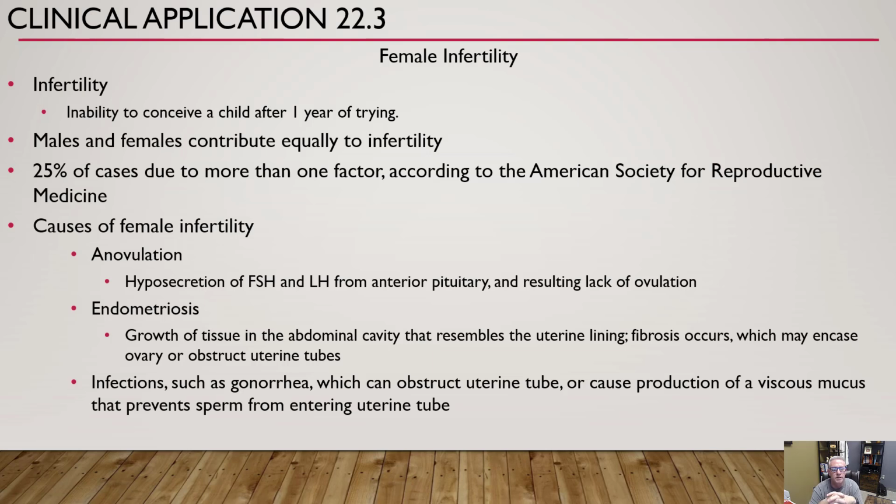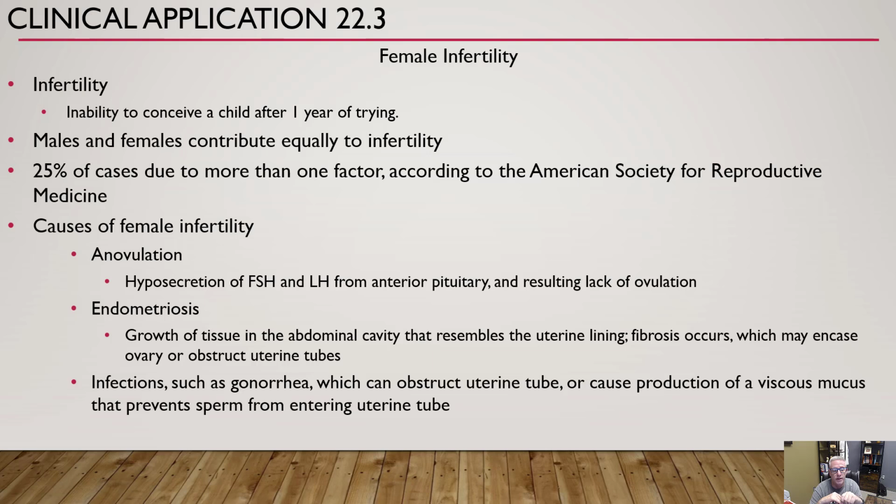Some of the causes could be anovulation, which could be hyposecretion of LH and/or FSH that results in lack of ovulation. It could be endometriosis, which is growth of tissue that builds up in the abdominal cavity and affects the uterine lining. It could become fibrotic, prevent ovulation, and obstruct the uterine tubes. It could be the result of an infection. Maybe the female had gonorrhea earlier in life. That can cause an obstructed uterine tube.